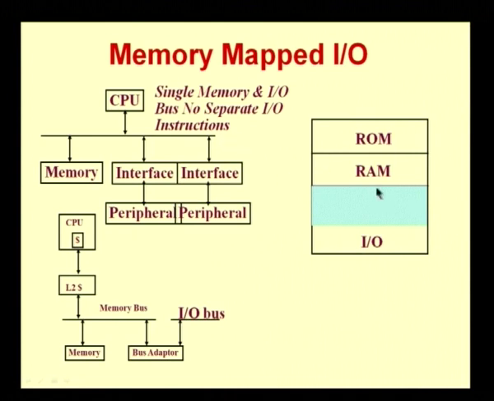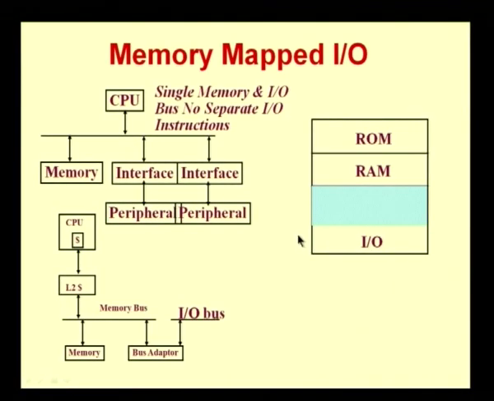In this case, the way the address space will be divided is, you normally have ROM starting at one end of the address space, and then you will have your RAM space, and the other end of the address space will be reserved for input output operations. So, this is the way memory mapping can be done.